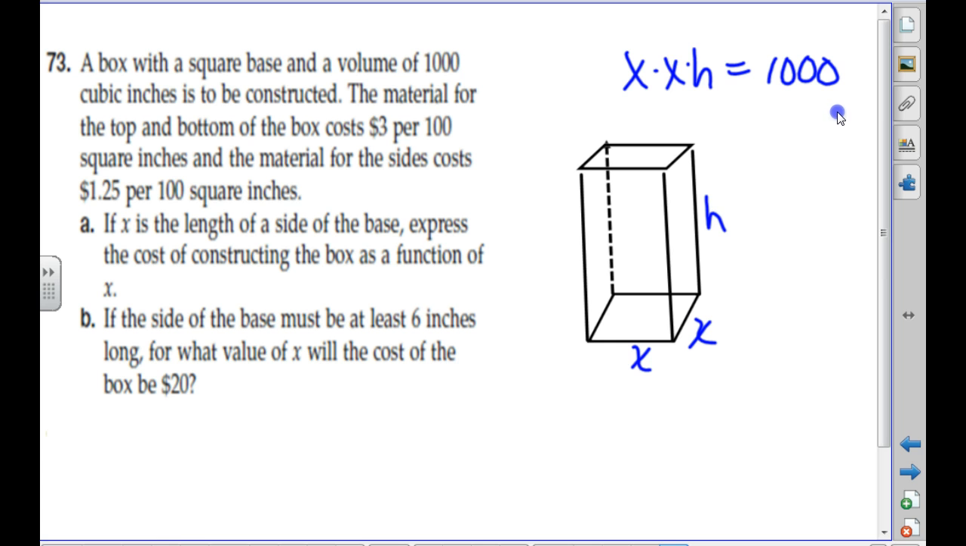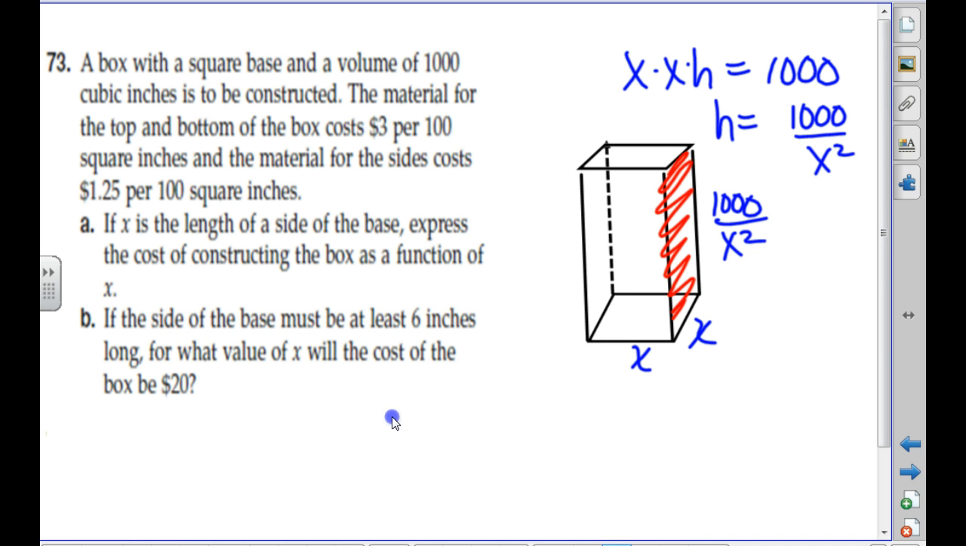Did I lose anybody yet? Length times width times height, okay? The height of this box then can be written as 1,000 over x squared. Did I lose anybody? I just solved that for h because they don't want us to use two variables, so I'm going to erase this and write 1,000 over x squared. Okay, surface area. This is what shape right over here?